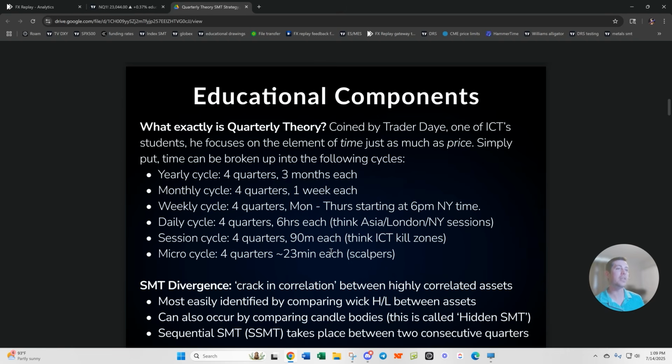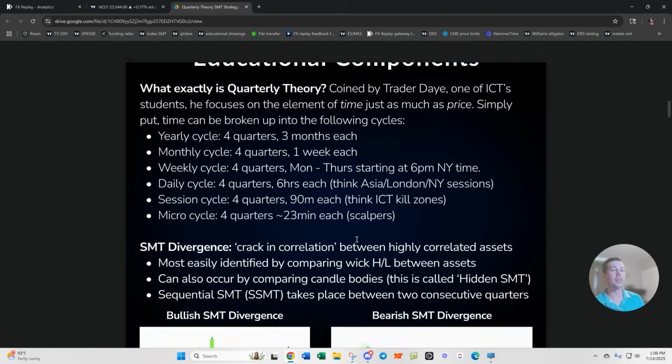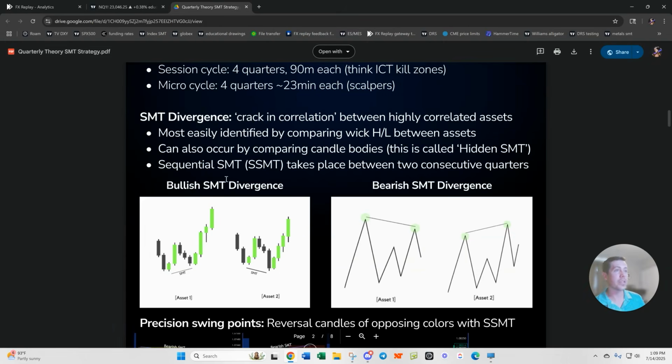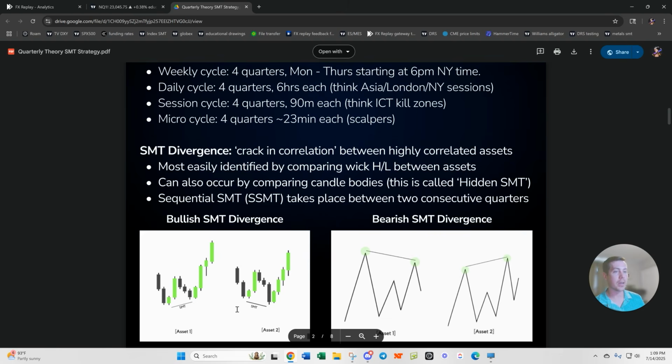With all of these quarters, the biggest thing you want to think about without getting overwhelmed is we want to look for SMT divergence to happen between 2 consecutive quarters. For those of you that aren't super familiar with SMT divergence, it's what he calls a crack in the correlation between 2 highly correlated assets. So for bullish SMT, maybe one of them puts in a higher low and one of them puts in a lower low. Or for bearish SMT, one of them puts in a lower high and one of them puts in a higher high. This can be a pretty strong confluence that there's a potential reversal coming. So this is the core concept of SMT.